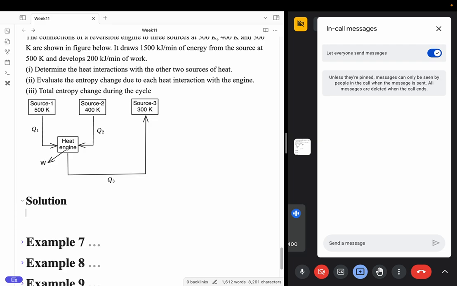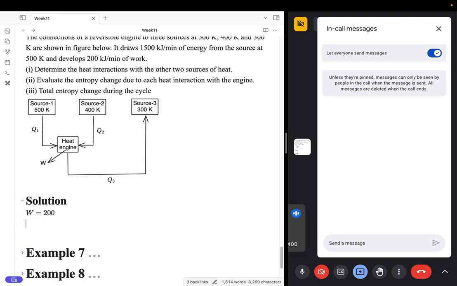Yeah, inequality. So what is given to me? I know W is 200. I'm just not writing the units. Q1 is 1500. So if you write the Clausius inequality for the heat engine, what would be the equation?